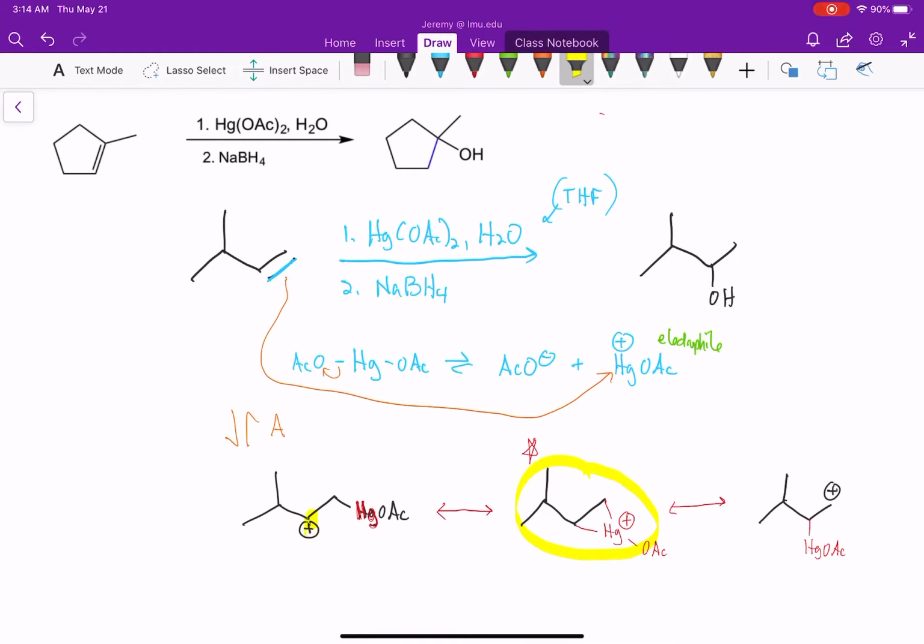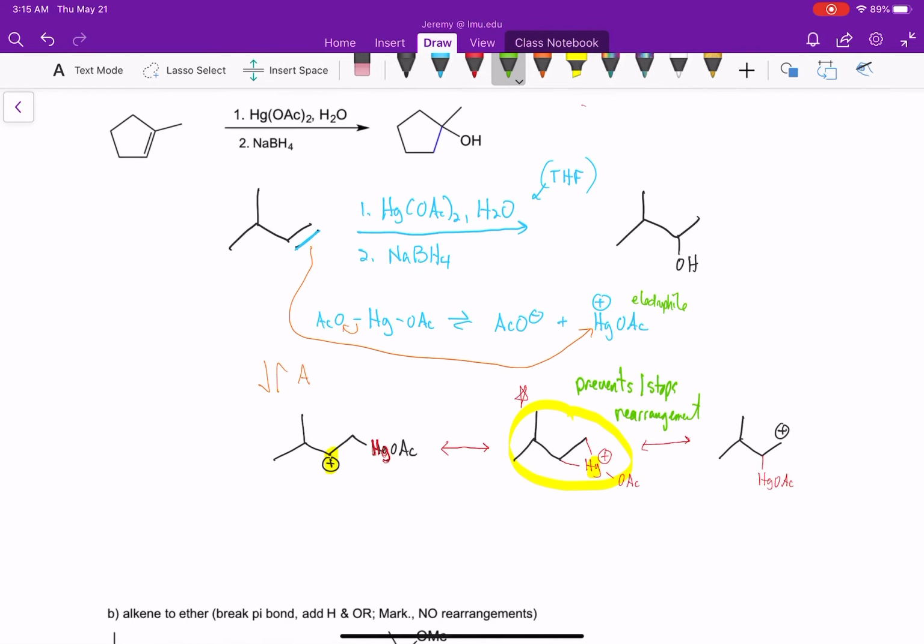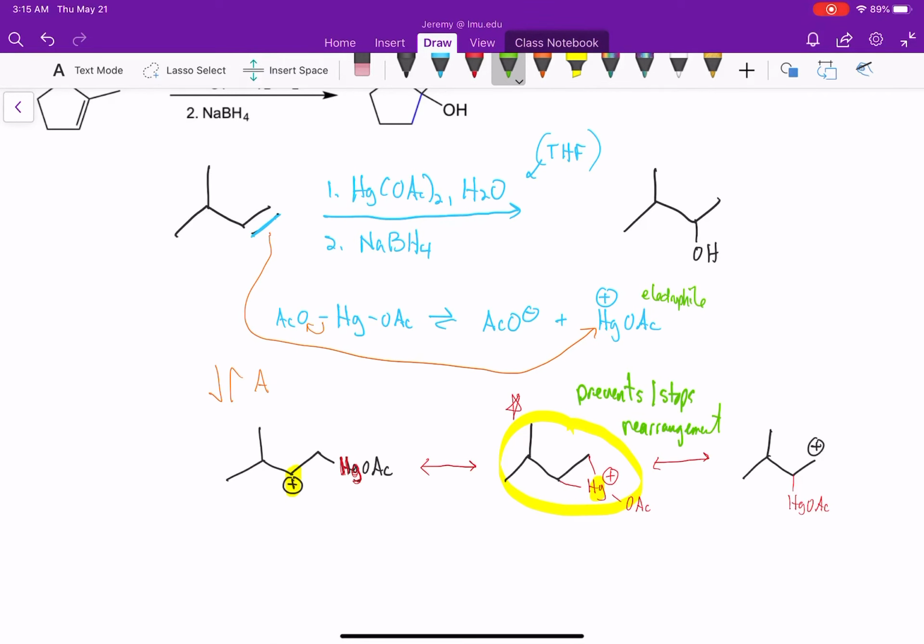So even though you have a carbocation here, we can have the structure where we now have a positive charge on the mercury. And that's what prevents the rearrangement. This prevents, or really stops, a rearrangement from occurring. Okay, so the double bond will attack the mercury. You'll form these species. Okay, so we sort of have these three structures. All right.